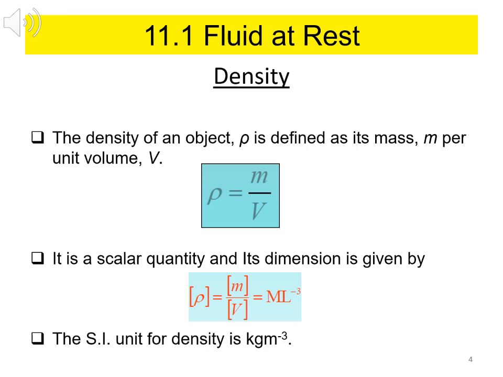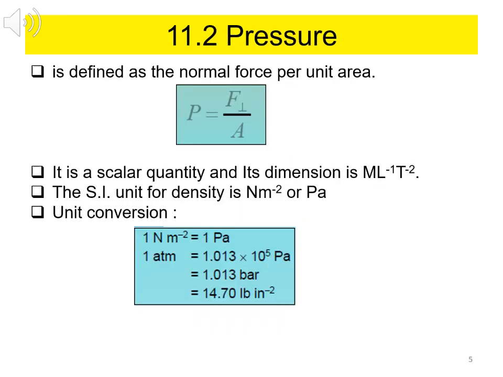As for our first topic, here is fluid at rest. The density of an object is defined as its mass per unit volume. It is a scalar quantity. Meanwhile, pressure is defined as the normal force per unit area. The SI unit for density is Newton per meter square.